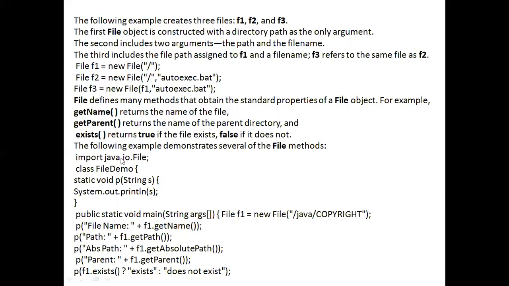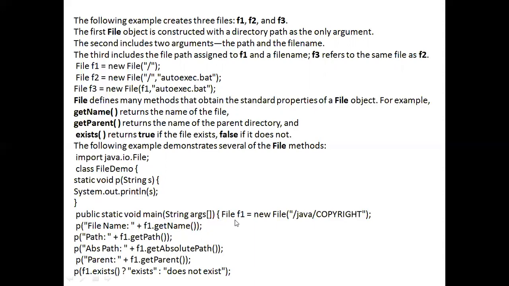So the package that we want to use is java.io.File. Class FileDemo, the class name is FileDemo. Within FileDemo, we have to declare the main method, within that the object is declared. That is the variable here. System.out.println of s. Public static void main(String args).